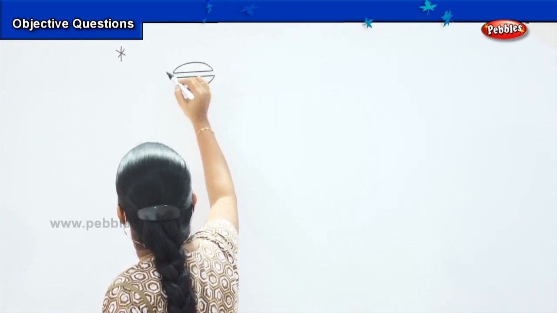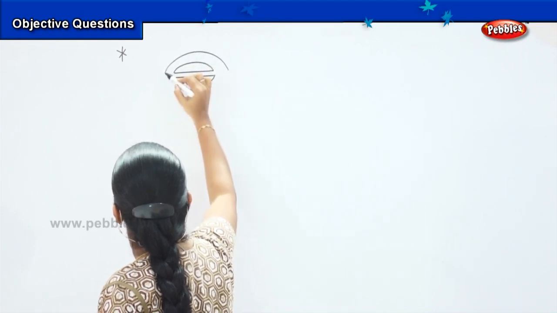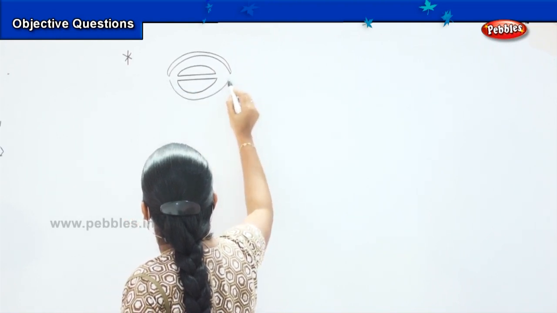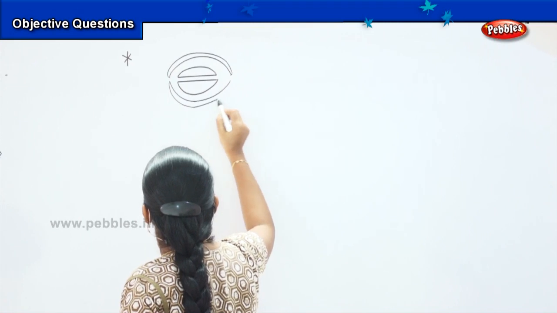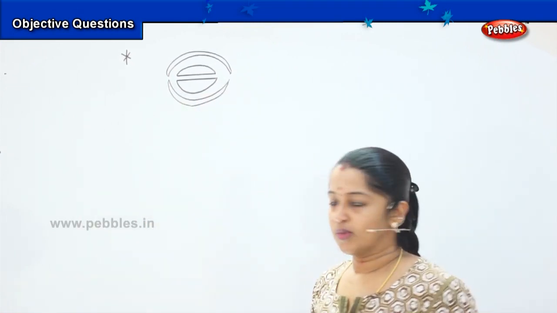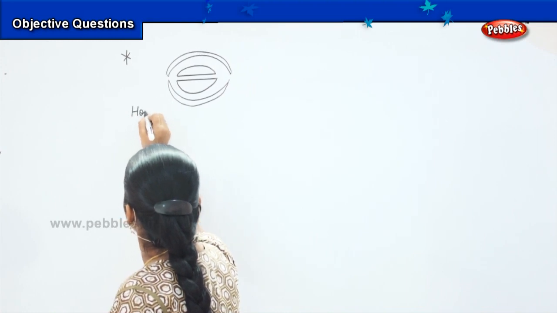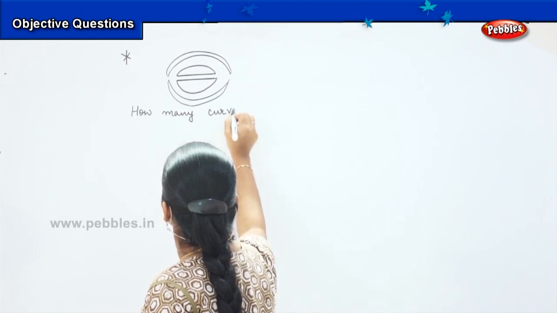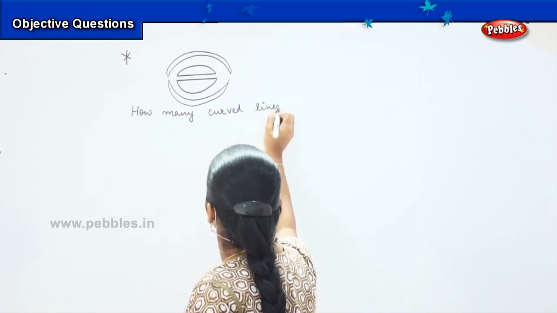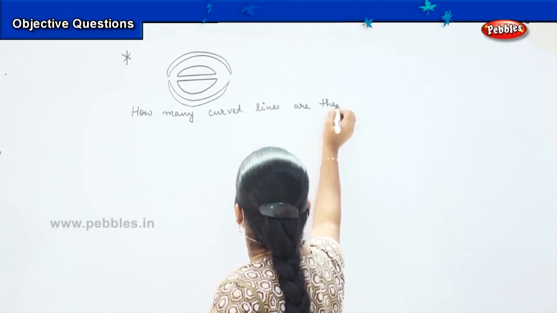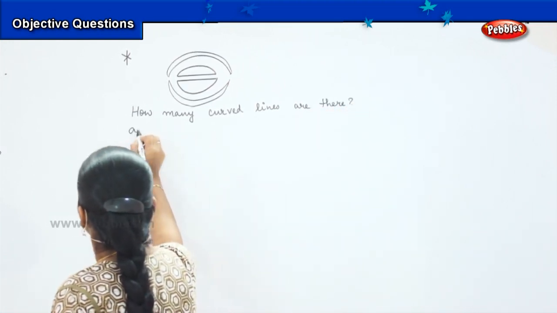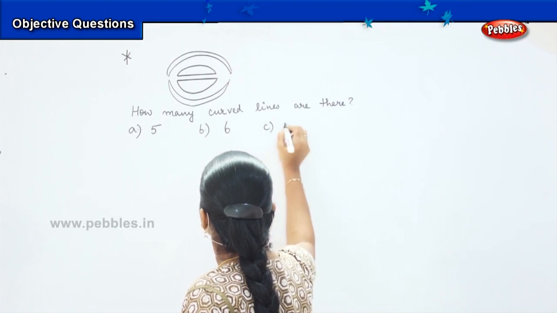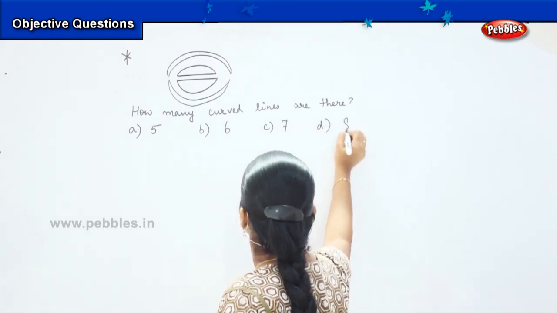Now, what is this, children? What shape is this? It is a curved line. You guessed it correct. It's a curved line. Okay. So, my question is, how many curved lines are there? And the options are A 5, B 6, C 7 and D 8.